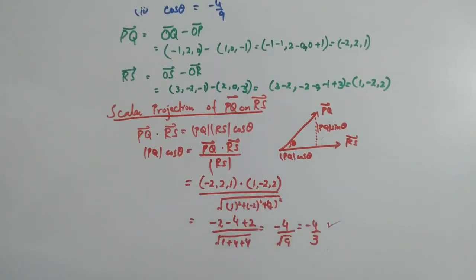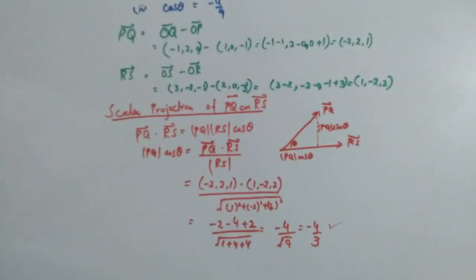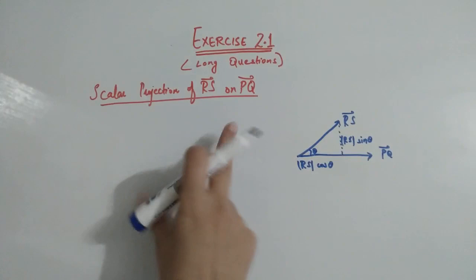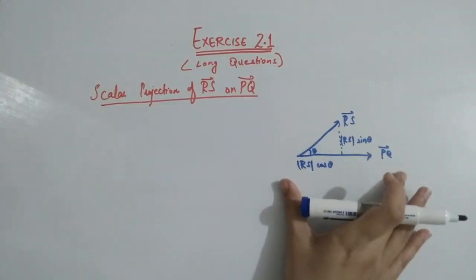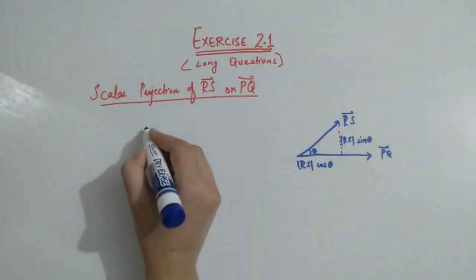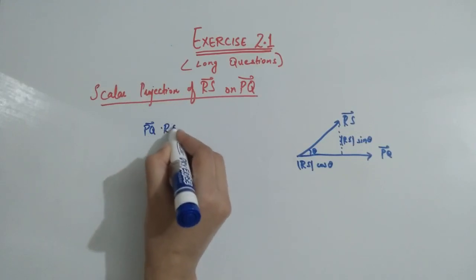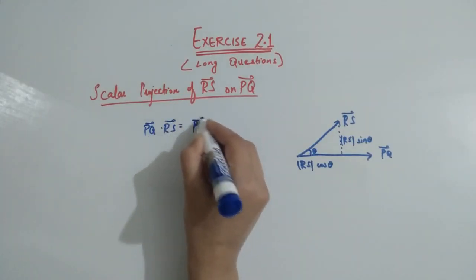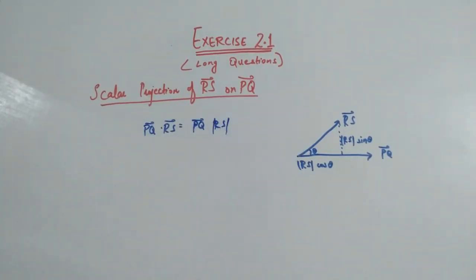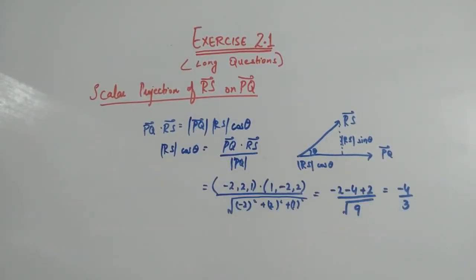Now we have to find the scalar projection of RS on PQ. By the figure you see that the projection of RS on PQ is RS cos theta. By the formula of dot product, PQ dot RS equals PQ magnitude, RS magnitude, cos of theta between them. After simplifying this, you will get the answer minus 4 by 3. So the scalar projection of PQ on RS and of RS on PQ is equal.